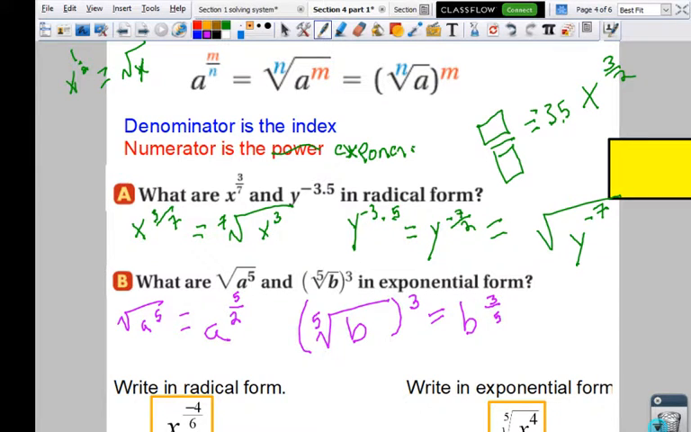Just like that. Alright, next, 2 in class problems. Write the first one in radical form, write the second one in exponential.